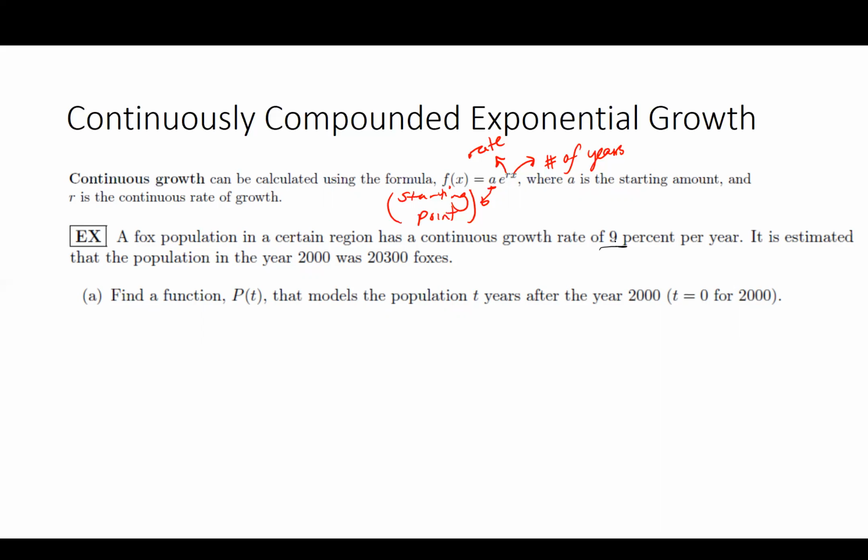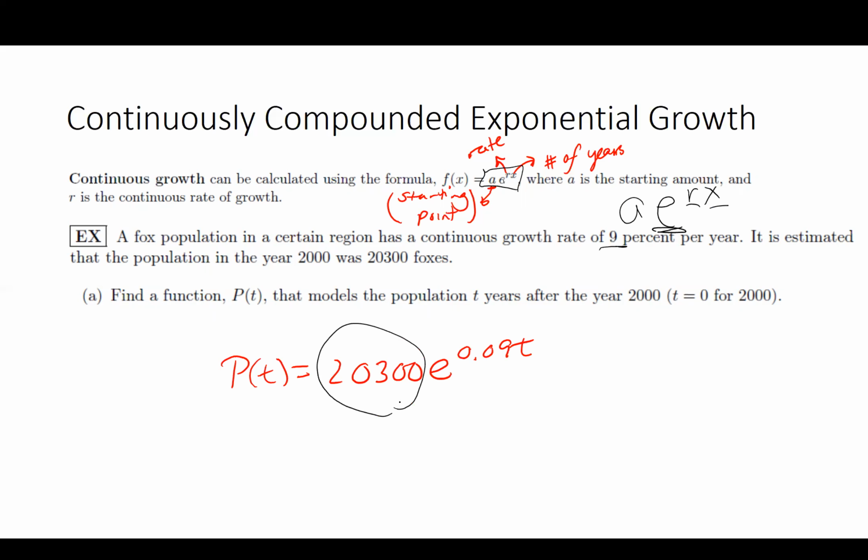Our formula is going to look like this. A, that's still our starting point. E, that's our Euler's constant. I'll write it a little bit bigger here. Okay. This is the Euler's constant, again, 2.71, blah, blah, blah. This is still our interest rate, and this is still going to be our number of years. So this is going to be my formula. Here's my starting point, still 20,300 foxes.